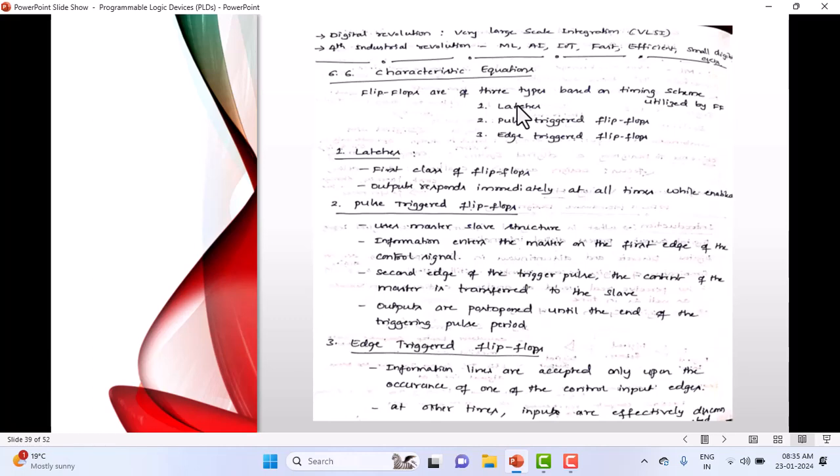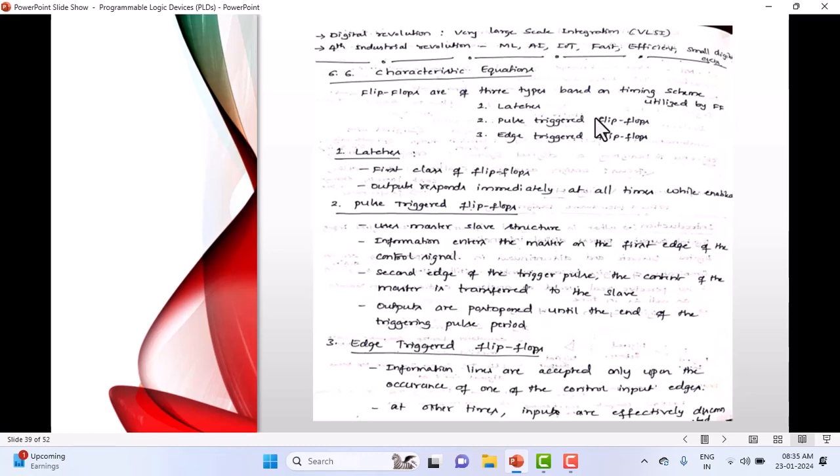Latches we have discussed already. We have discussed the SR latch, the S bar R bar latch. Then we discussed the gated D flip-flop, followed by the SR flip-flop, then the JK flip-flop. All those things we have discussed. When it comes to pulse triggered flip-flops, we discussed two types in the previous class. Number one is the master slave SR flip-flop, and the other one is the master slave JK flip-flop. There's only a minor difference between these two flip-flops.